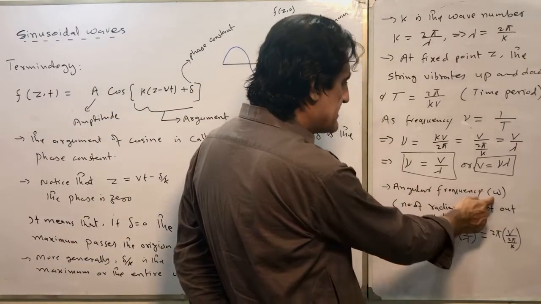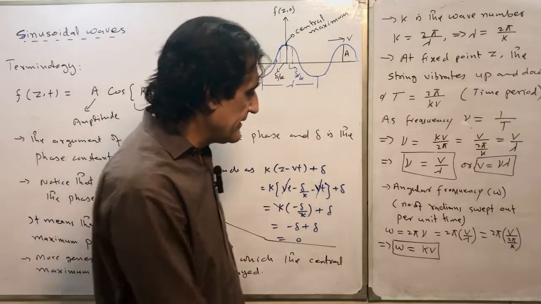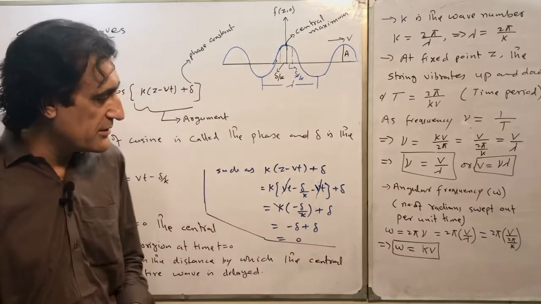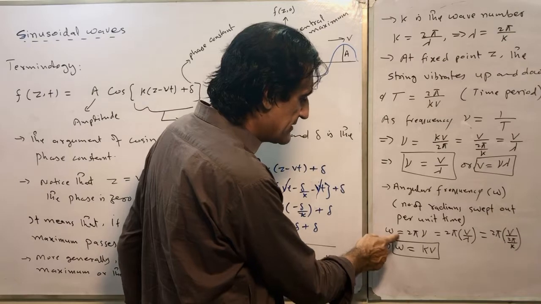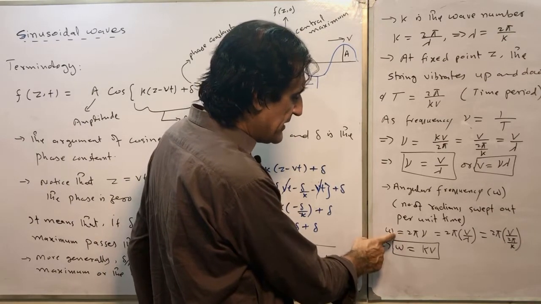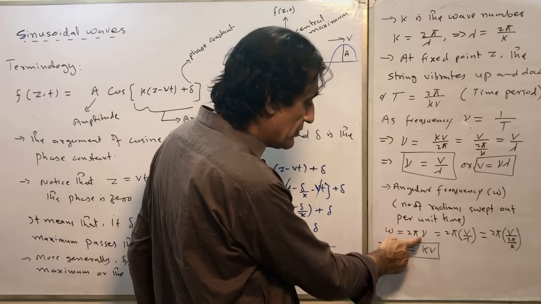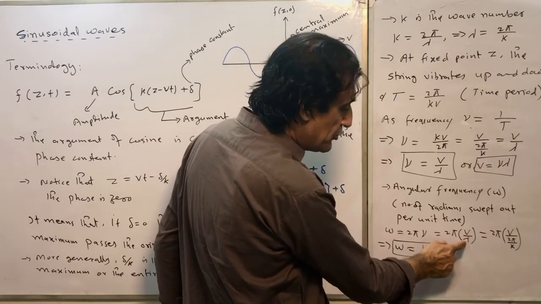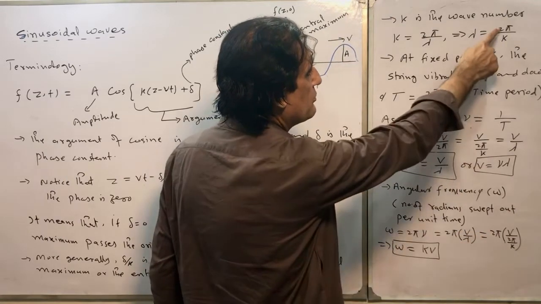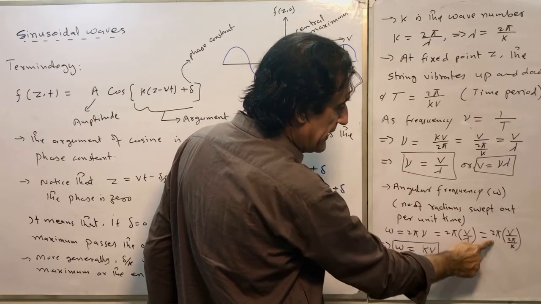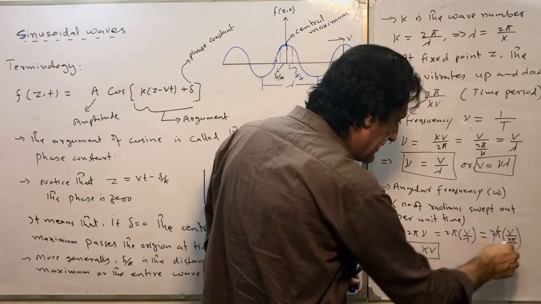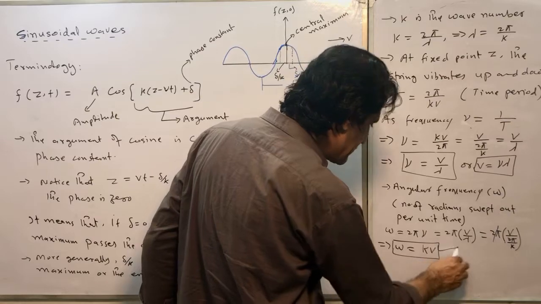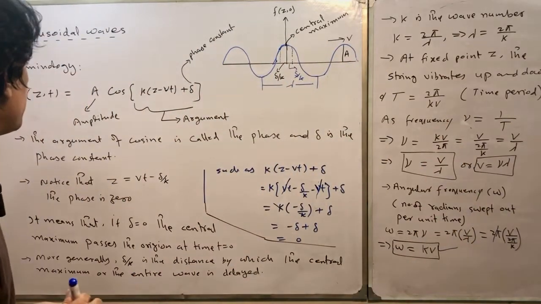Similarly, we can define the angular frequency as the number of radians swept out per unit time. This is known as the angular frequency, which we can write as omega equal to 2 pi nu, where nu is equal to v divided by lambda. Further, if we put lambda equal to 2 pi divided by k, then the 2 pi and 2 pi cancel, and we have omega equal to kv.